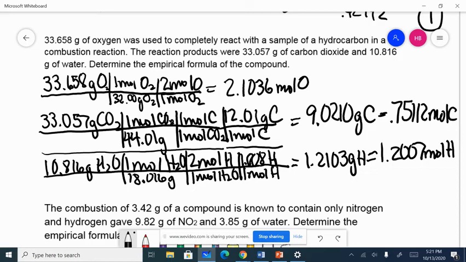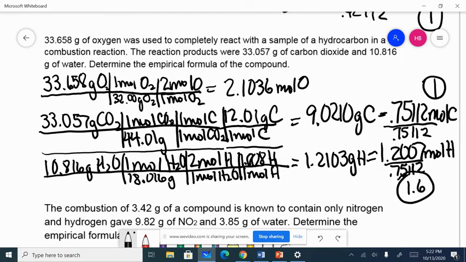So now if I compare, this is a hydrocarbon, so if I compare by dividing 0.75112 by 0.75112, here, of course, I get 1, but down here, I get 1.6. Now I have to figure out what can I multiply this by. And I can do the same thing as I did in the first one. If I multiply it by 1, it's 1.6. That's not a whole number. If I multiply it by 2, it's 3.2. That's not a whole number. If I multiply it by 3, that's 4.8, not a whole number, so on and so forth.